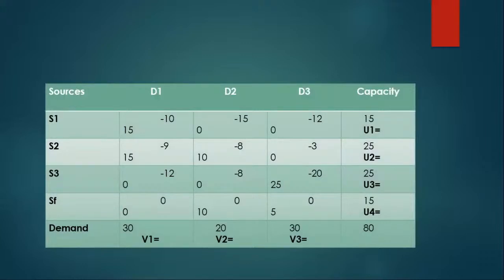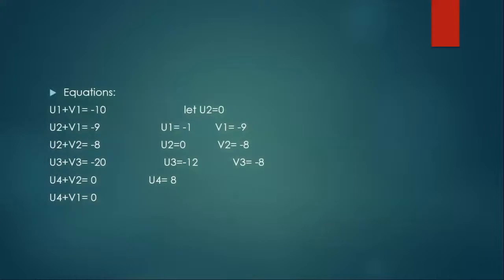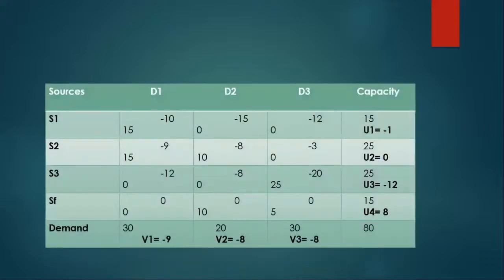Now we haven't achieved the optimum solution yet, so we will repeat the method again. We will use these equations again to get the values of variables. Next, in this table we have calculated the values of variables. So we will move to the next part.